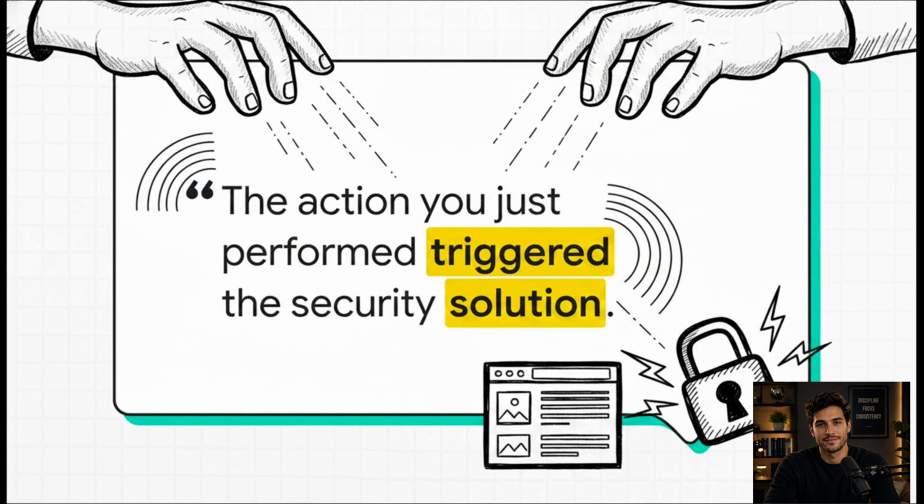And here is where the dramatic irony really sets in. The text states, the action you just performed triggered the security solution. Wow. So it wasn't random bad luck. It was you. Your own seemingly innocent keystrokes or mouse clicks were the exact catalyst that tripped the security wire.